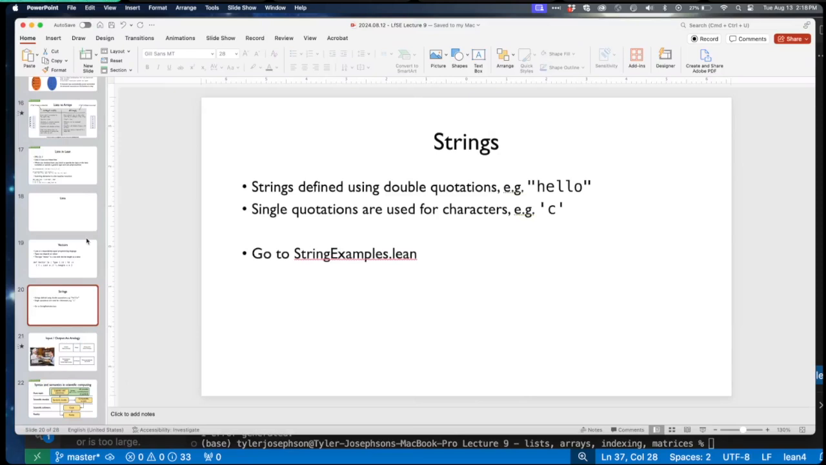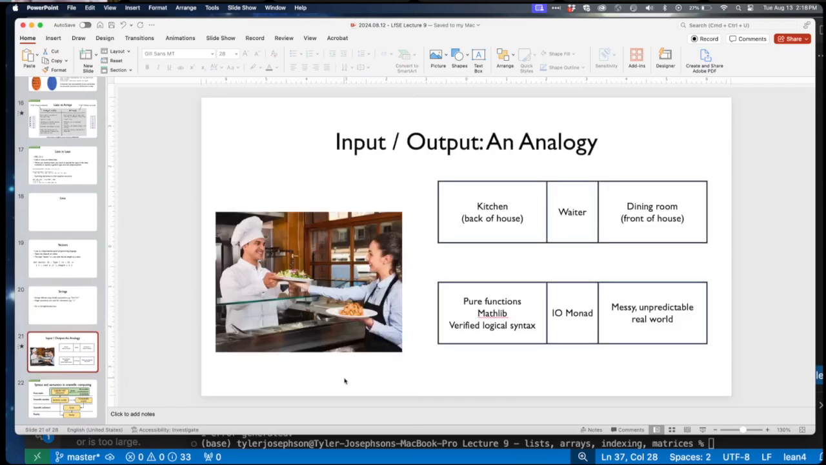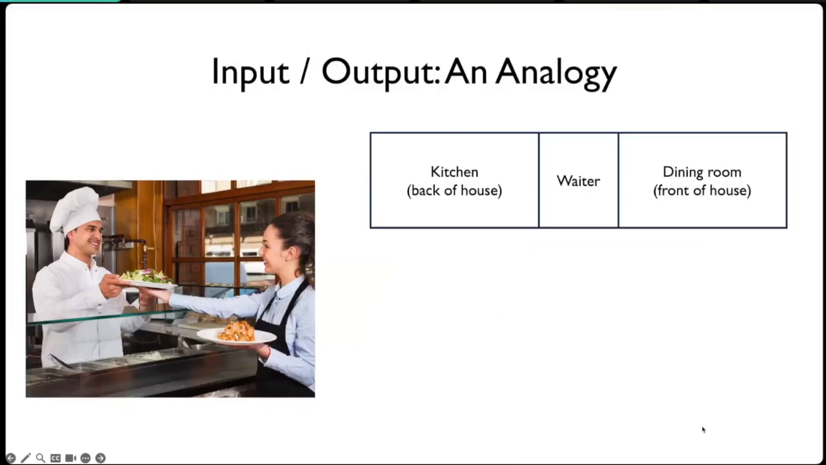Time to talk about input-output. So in David Christiansen's Functional Programming in Lean, he has this really helpful analogy of how Lean interfaces with the real world. And it's the idea of a restaurant where you have the front of house, or the dining room essentially, and then you have the back of house, the kitchen.